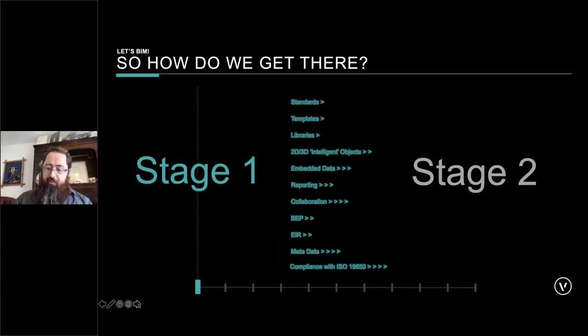So how do we get there? We want to start off with having some standards, getting some templates, building our libraries, using our 2D, 3D intelligent objects to automatically generate things, embedding the data in those, reporting that information, whether that's internally or externally, but hopefully both, collaborating with others, getting our BIM execution plan, which is what BEP is if you've not come across that before, and our employers' information requirements sorted out. They are so important, and my slides have got stuck, but hopefully it'll catch up in a second. The metadata we just talked about, and then doing all of those things and more, that's not all of it, will help you comply with ISO 19650.